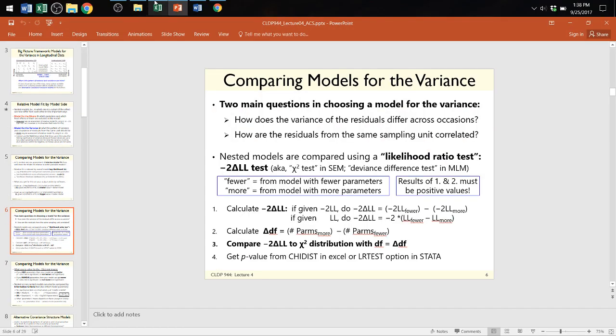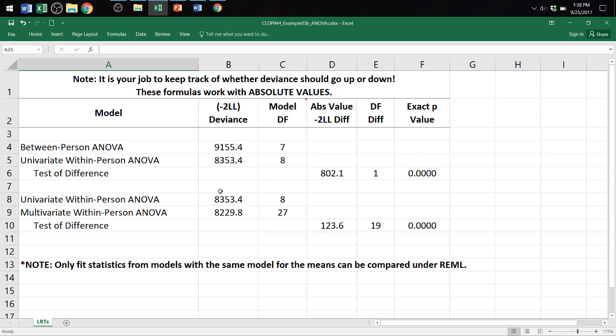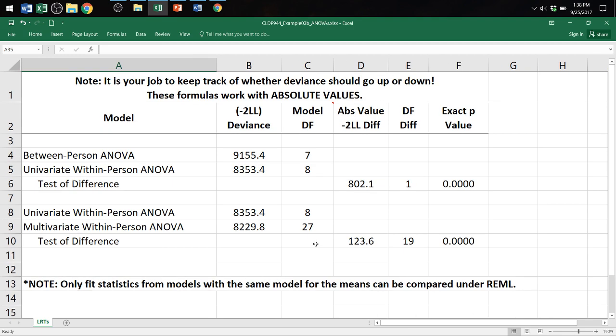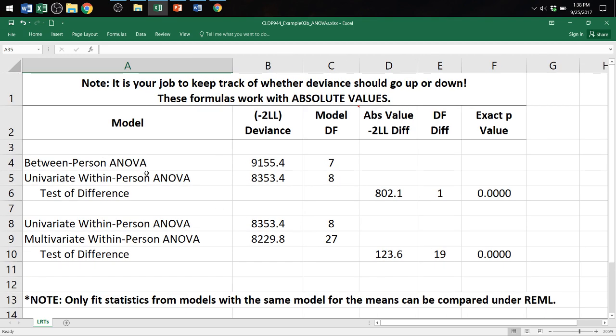So this is the new Excel sheet that I posted using the ANOVA model example from last time, 3B. Here's my E-only model. I had a -2 log likelihood of 9155. I had a total of 7 degrees of freedom because I had 6 means and 1 E-variance.